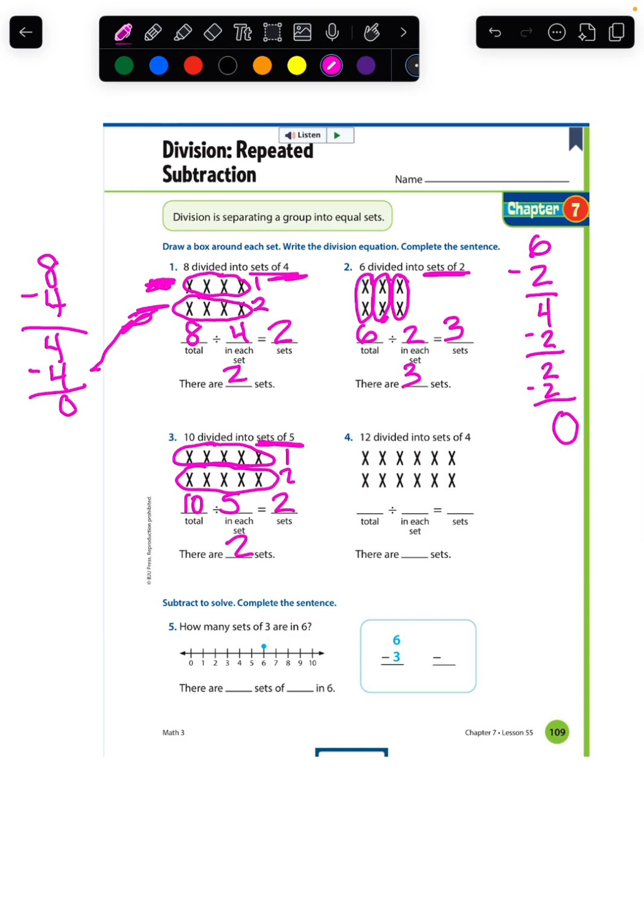Okay? If that's what makes sense to you, that's completely fine. But we're trying to, again, get you to understand that repeated subtraction is equal to division, just like repeated addition is equal to multiplication. Okay? Look at number 4. 12 divided into sets of 4. So my total number of X's is 12 because that's how many X's are there. And I'm going to do sets of 4. So there's going to be 4 in each set. So let's come over here. 1, 2, 3, 4. 1, 2, 3, 4. 1, 2, 3, 4. So I have 3 sets.